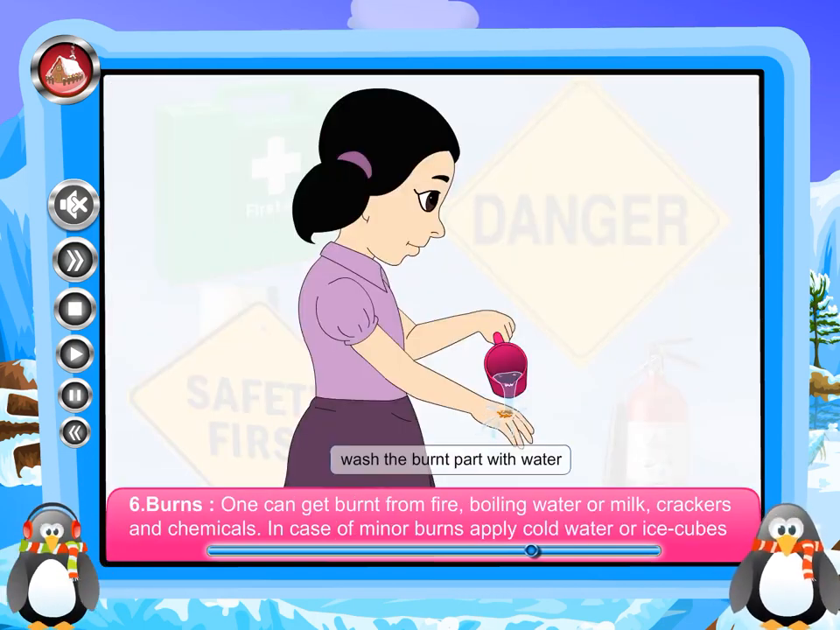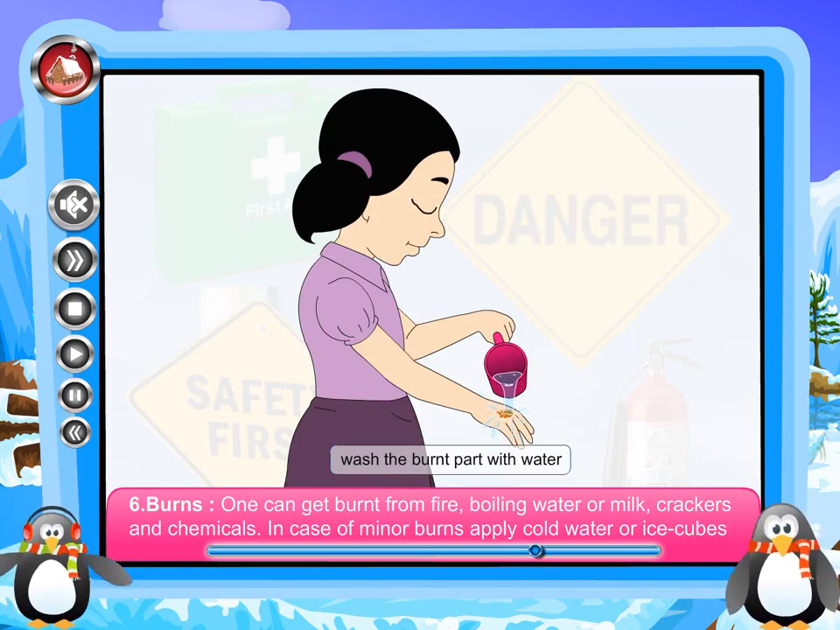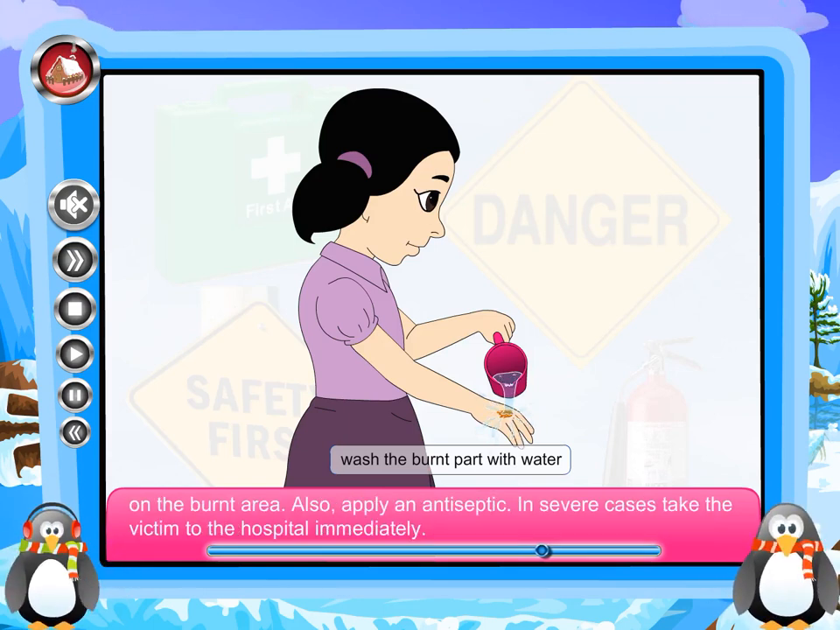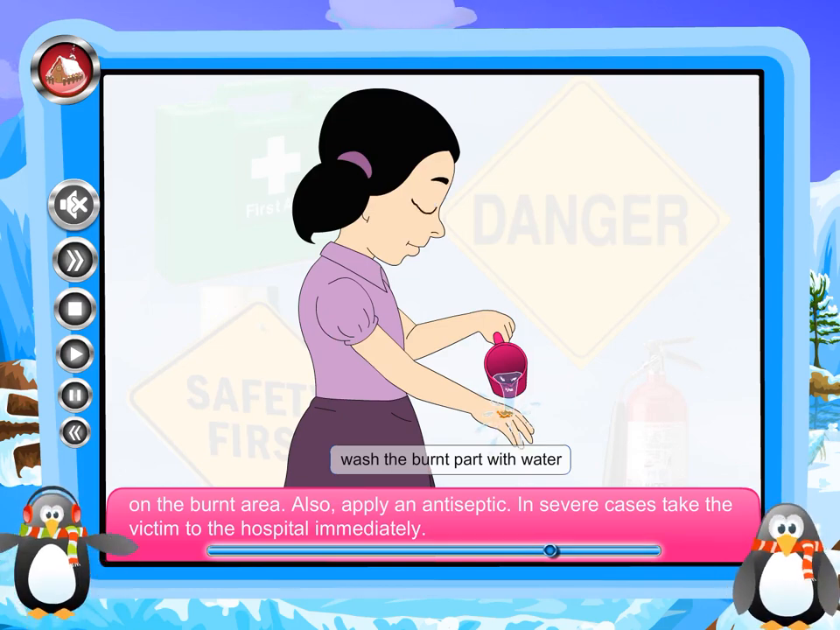Burns. One can get burnt from fire, boiling water or milk, crackers and chemicals. In case of minor burns, apply cold water or ice cubes on the burnt area. Also, apply an antiseptic. In severe cases, take the victim to the hospital immediately.